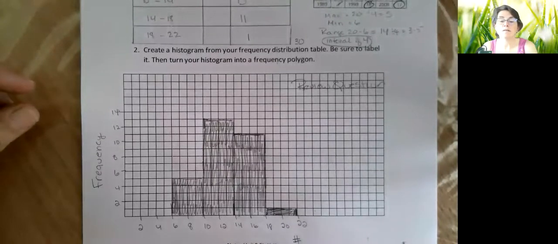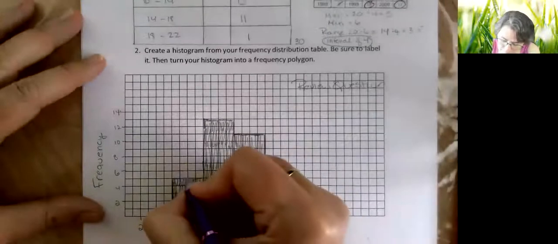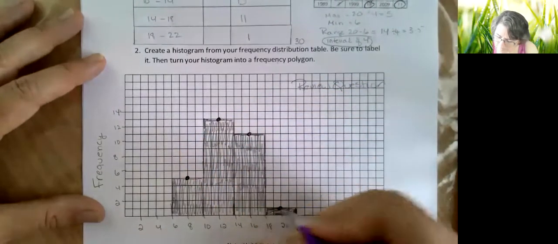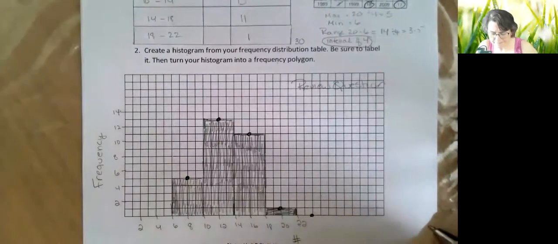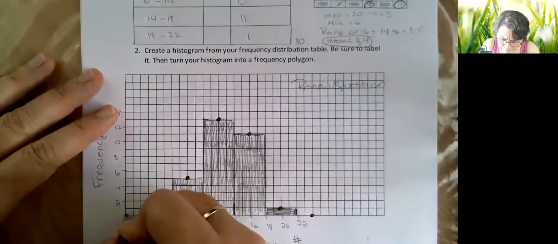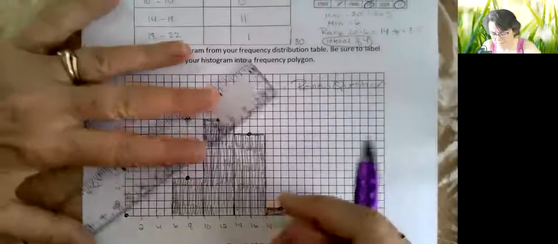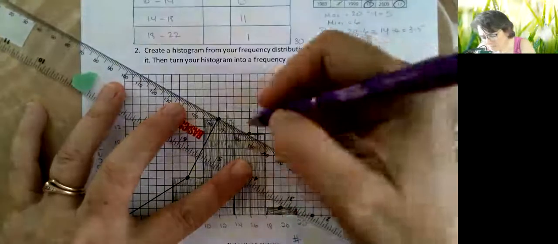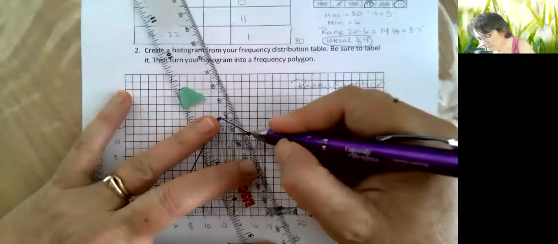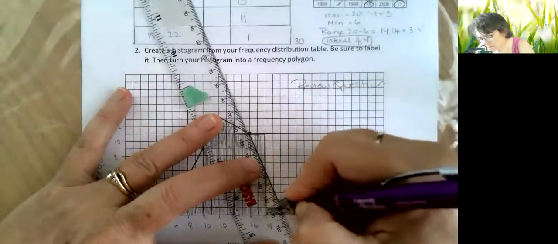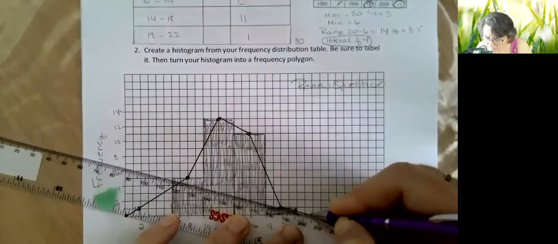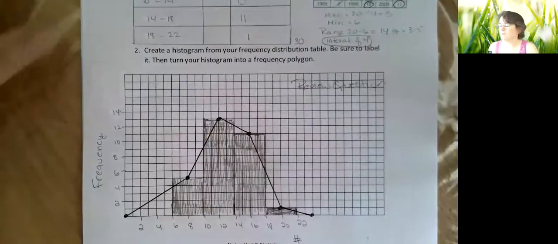Now to do our frequency polygon, I'll do it in pen. And go to the center of each of them. And then that will be there. I'm gonna have to Google it, but the notes I have say it connects to 0, so I'm gonna put a 0 there. And there we go. There is our review.